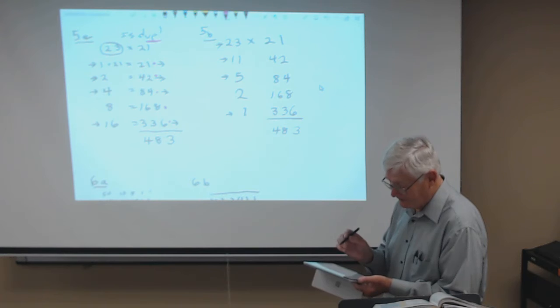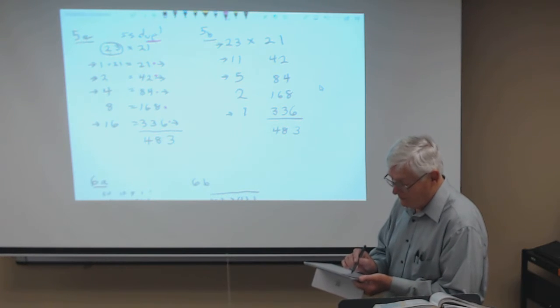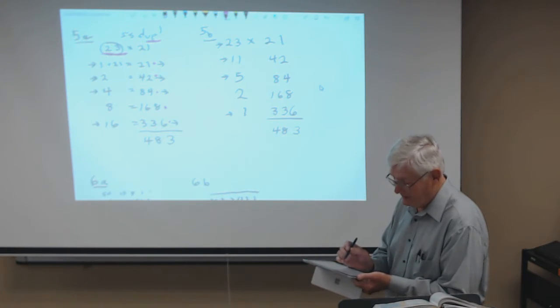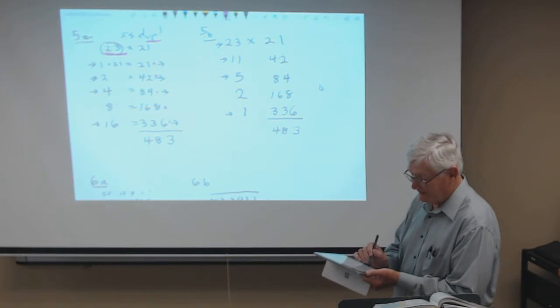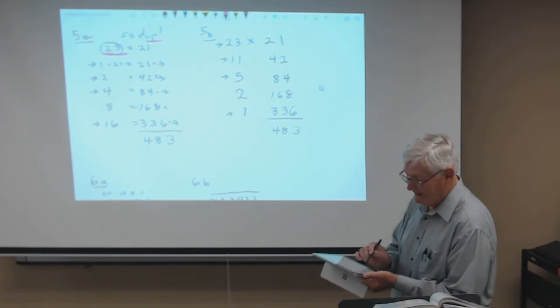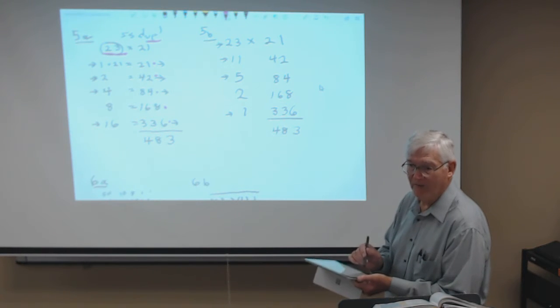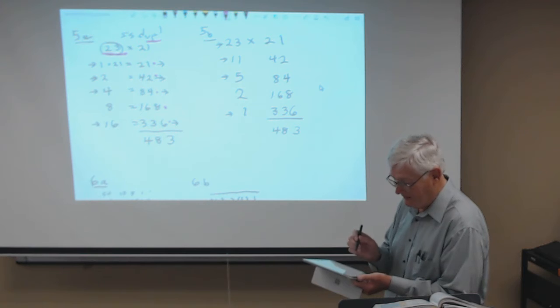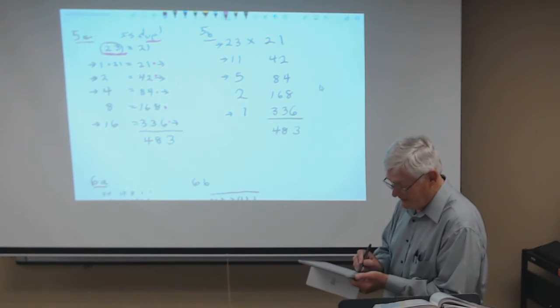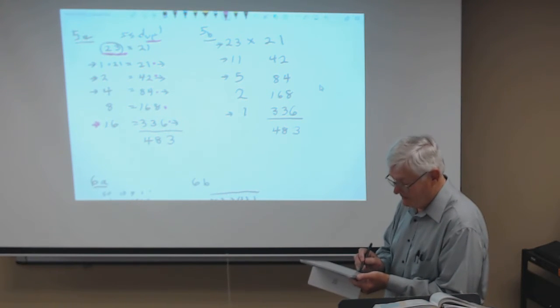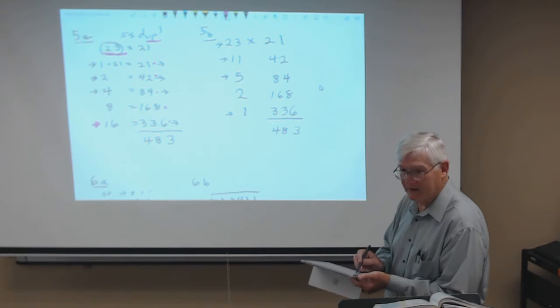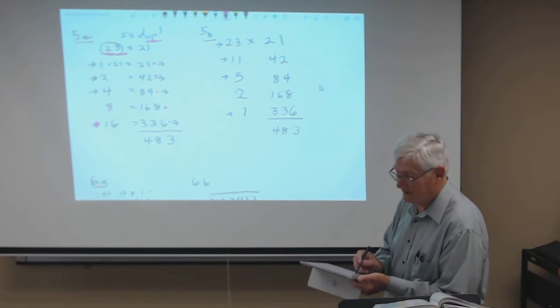Now, how do you find the answer? Okay, we're multiplying by 23. So if I have 16, 8, 4, 2, and 1, what's that add up to? 31. I don't want all of them. That would be 31 times 21. I want 16. If I take 16 and 8, what does that give me? What's 16 plus 8? 24. That's too much. I want 23.